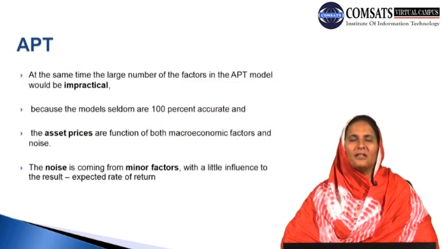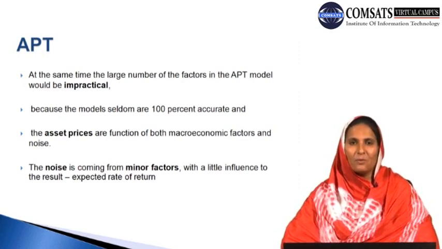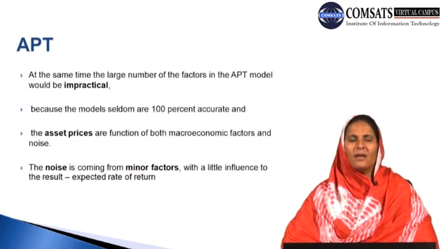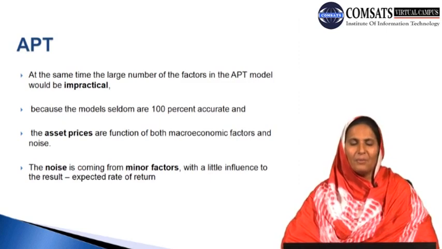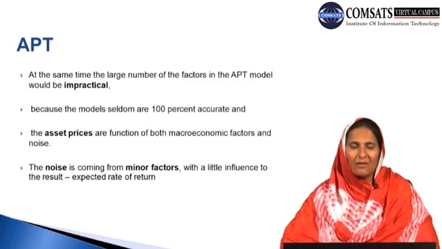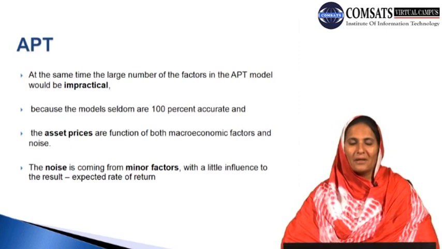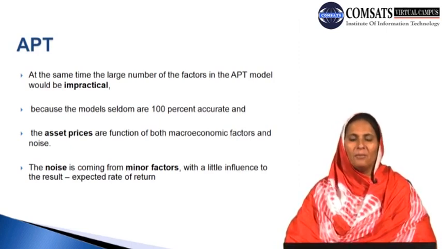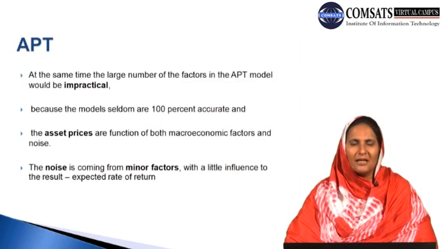That is, the number of factors which we have discussed as features and important points of the APT theory are not relevant to reality, and they cannot be considered practical points. What is the reason? Because models are seldom 100% accurate. If we have the APT theory, which we discussed in the last class with its features and assumptions, we argue that it is impractical. One reason it is impractical is that a number of the models in reality are very rarely 100% accurate.